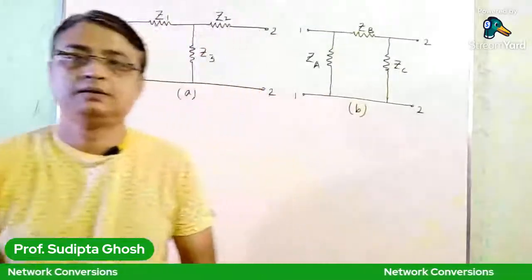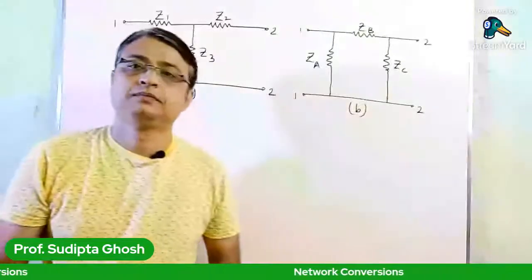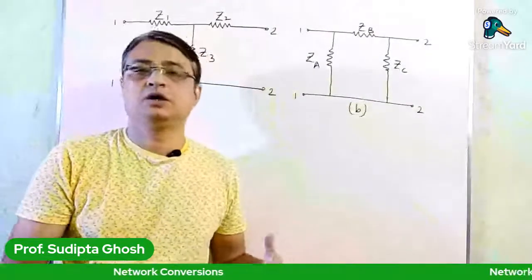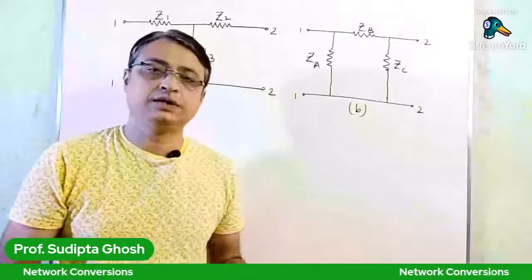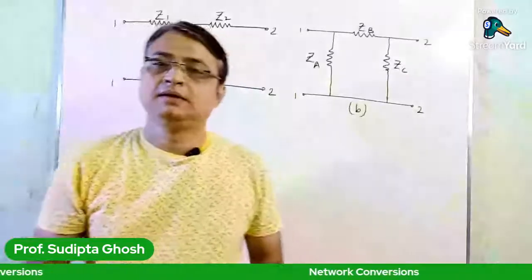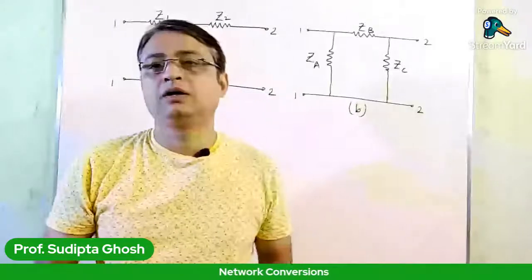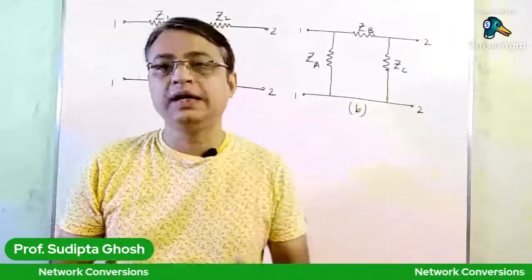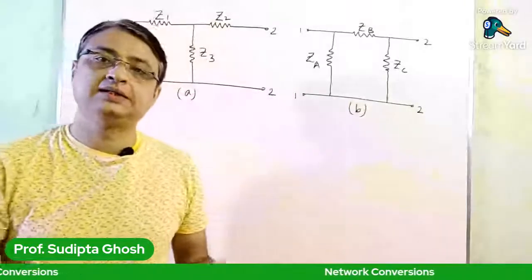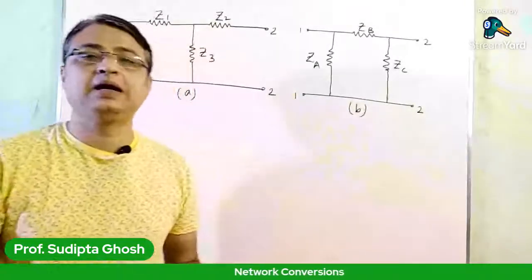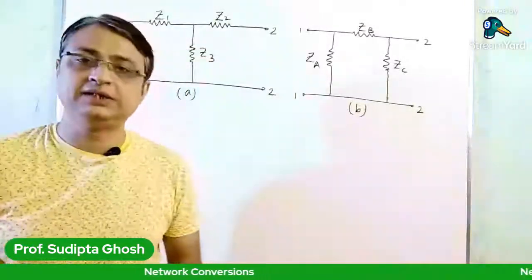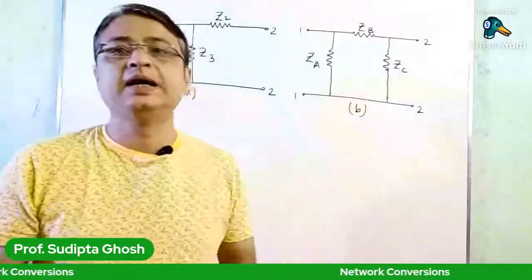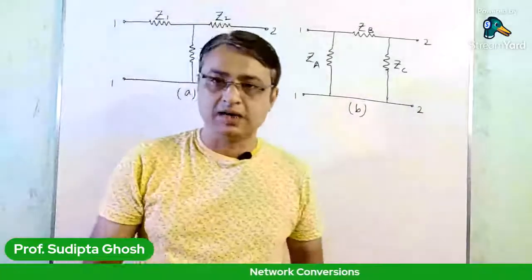Today in this second lecture, we are going to study the conversion of different networks. Different networks means a T network and a pi network, and if these two networks are equivalent to each other, then we should equate the equations derived in our last class.